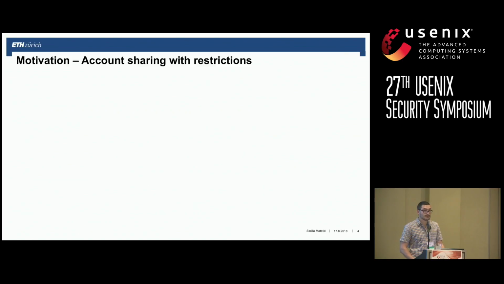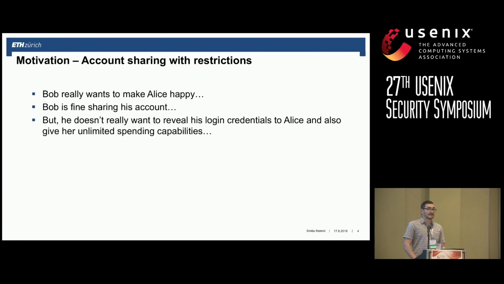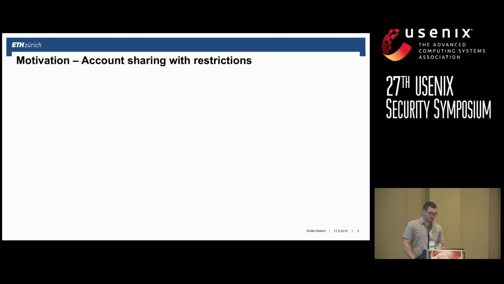So there's a problem here. Bob would really like to make his daughter Alice happy. He's fine sharing his account, absolutely, why not. But he doesn't want to give her the username and password, the full login credentials, because that would also give her unlimited spending capabilities. And as well, Bob is super security aware, like all the other people, and he uses the same password on all of his online services. So what can we do there?